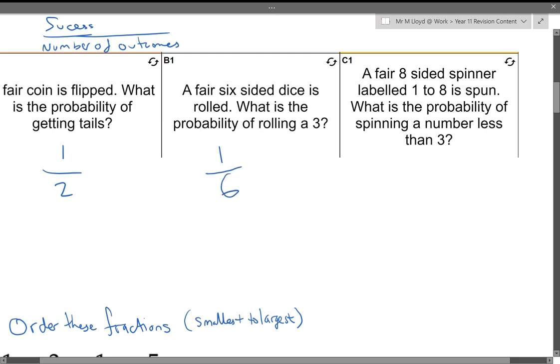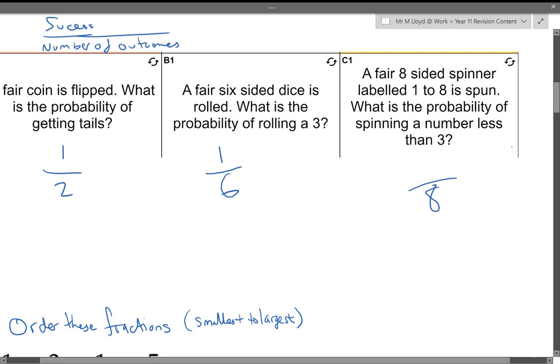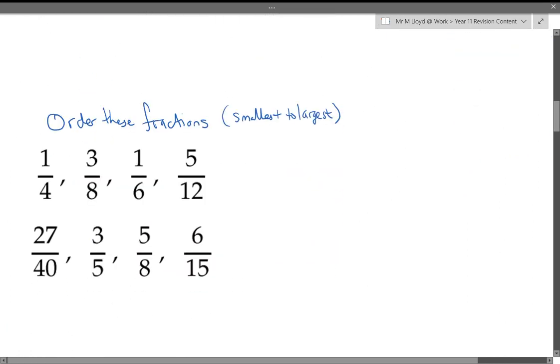Okay, C1, a fair 8-sided spinner labelled 1 to 8 is spun. What is the probability of spinning a number less than 3? The numbers that are less than 3 are 2 and 1, so it's 2 over 8. That can simplify to 1 over 4, though sometimes in probability we don't simplify, we just leave it as it is.